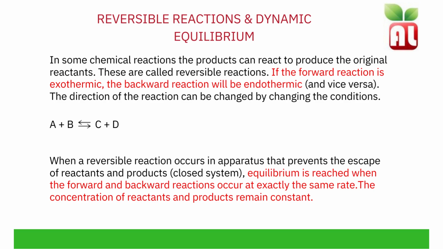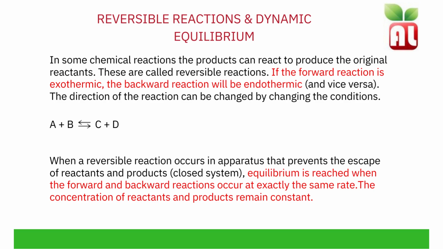When a reversible reaction occurs in an apparatus that prevents the escape of reactants and products, a closed system, equilibrium can be reached when the forward and backward reactions occur at exactly the same rate. When this happens, it appears as though nothing is happening in your closed system. The concentrations of reactants and products remain constant.